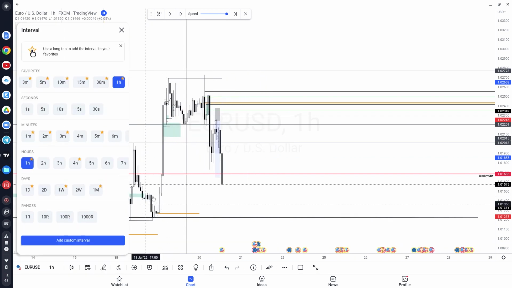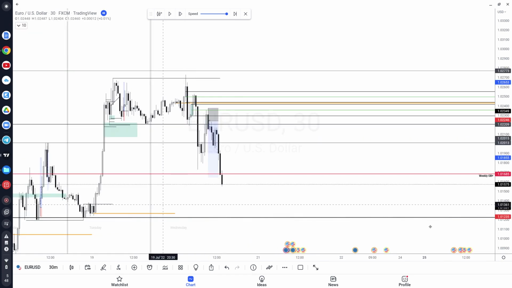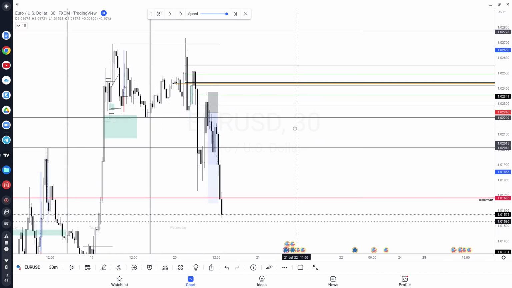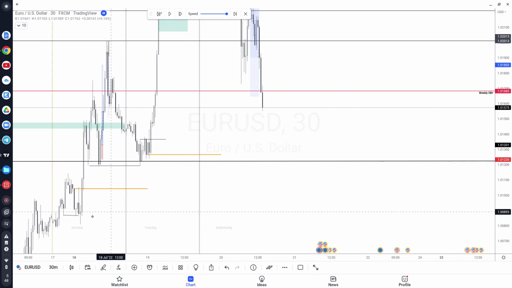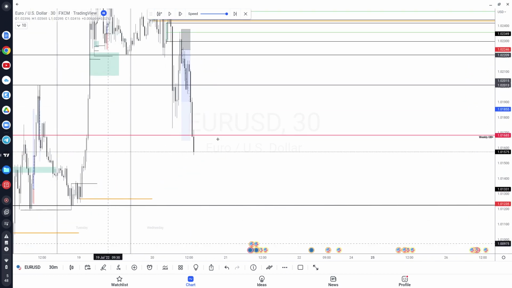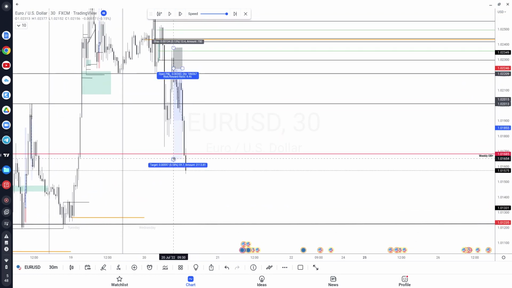I want to study this area to see if that is a true order block, because we do have equal lows at that level also. I do like this level here. So honestly, I would probably target these equal lows.